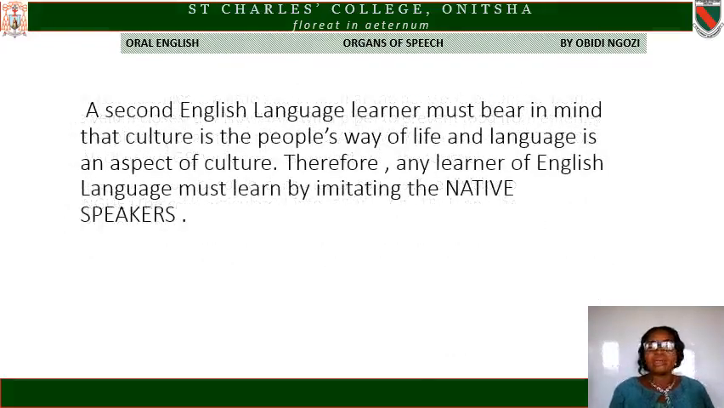A second English language learner must bear in mind that culture is the people's way of life, and language is an aspect of culture. Therefore, any learner of English language must learn by imitating the native speakers. I repeat, a second English language learner must bear in mind that culture is the people's way of life, and language is an aspect of culture. Therefore, any learner of English language must learn by imitating the native speakers.